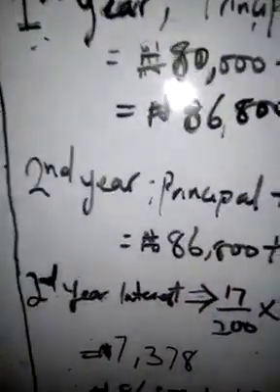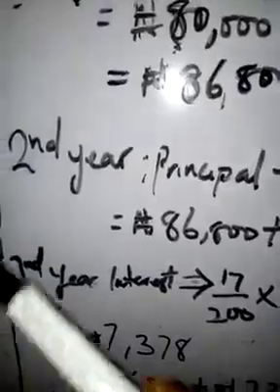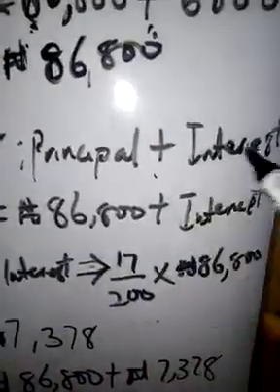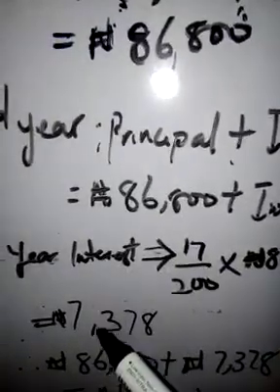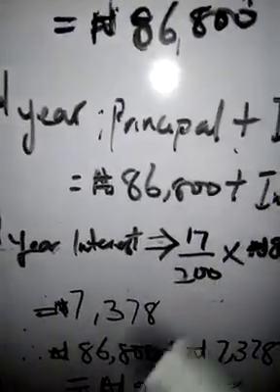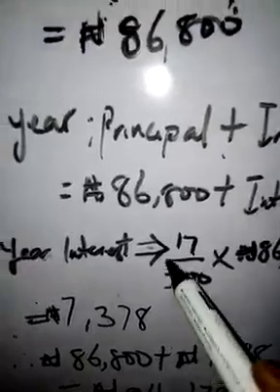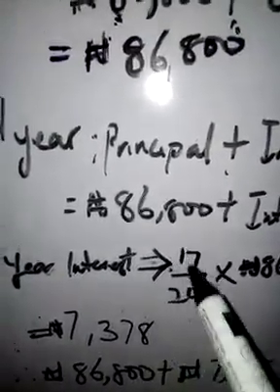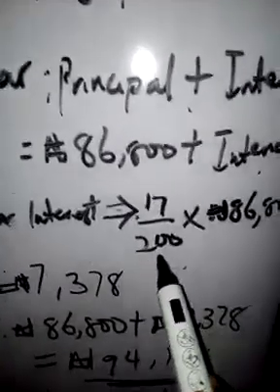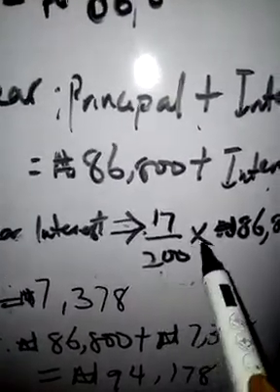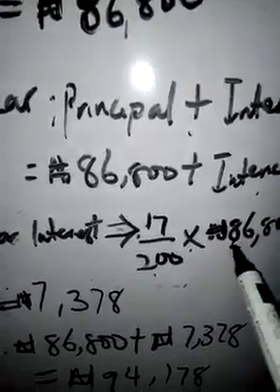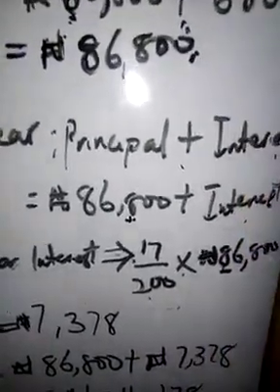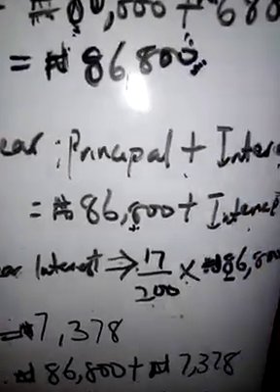Now let's move to the second year, because we have 2 years. In the second year it will still be principal plus interest. So how do we get the interest for the second year? That will be at the same rate, 8.5%. That will be 17 divided by 200 multiplied by 86,800. This 86,800 is the first year compound amount, the first year calculation that you have.